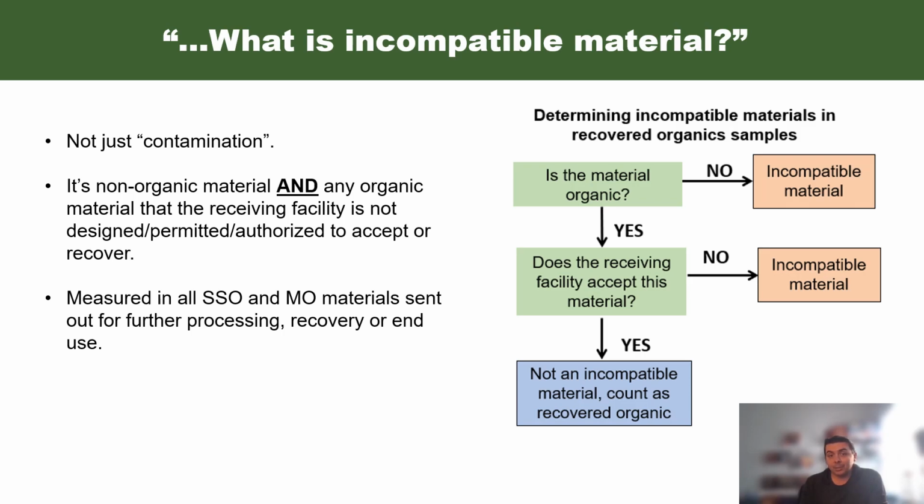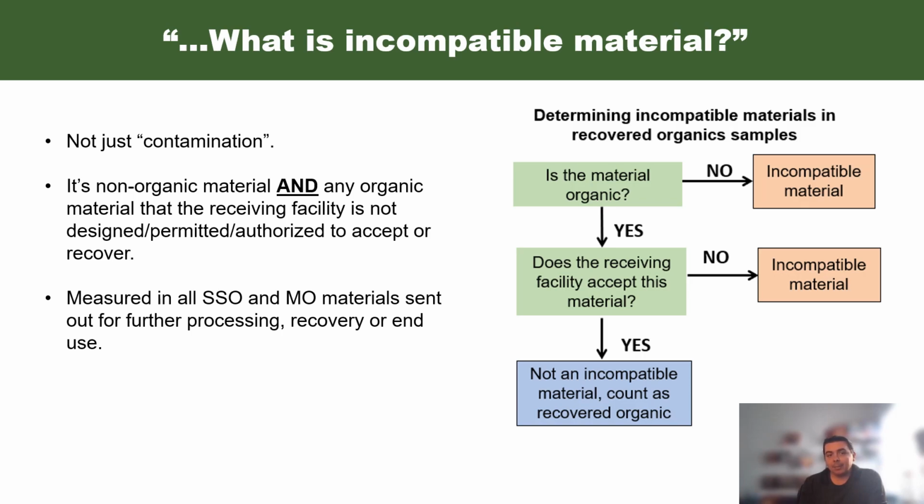It ends up in the residuals being sent for disposal. So for example, a transfer station sending any palm fronds and their green waste to a composter, if that composter can't recover that palm frond material, then it should actually be considered incompatible material when it comes time to doing those measurements.